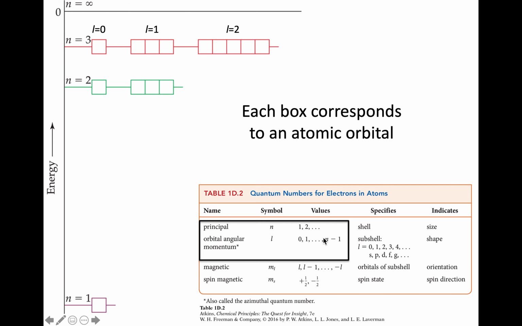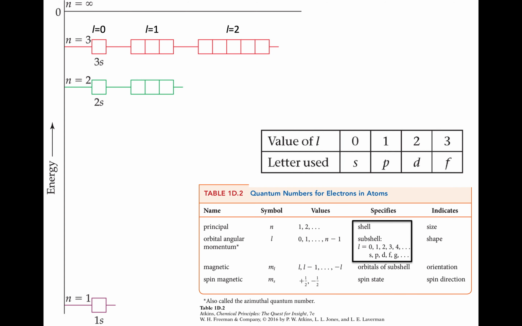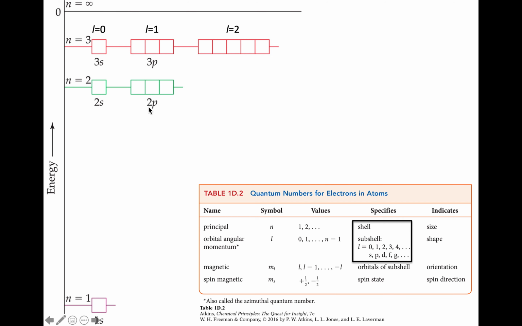That's what it means to have allowed values here, beginning at 0 and going all the way to n minus 1. The L values have different letters that you may have heard before describing different types of orbitals. When L equals 0, that's called an s orbital. 1 is a p, 2 is a d, 3 is an f. So this whole column would be the principal quantum number and then an s orbital: 1s, 2s, 3s. Next to that is an L equals 1 column. That would correspond to 2p, 3p.